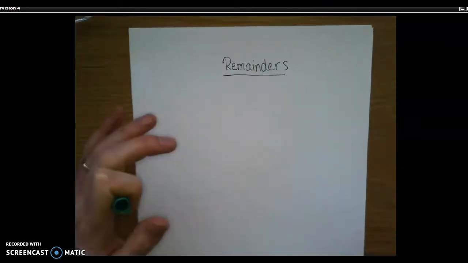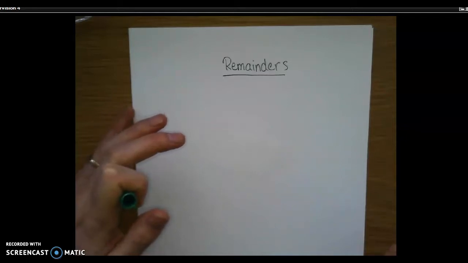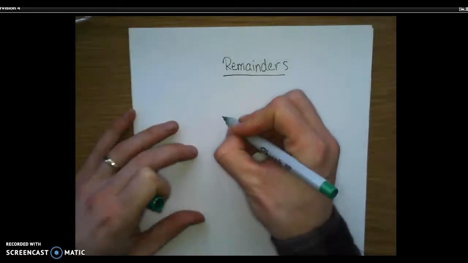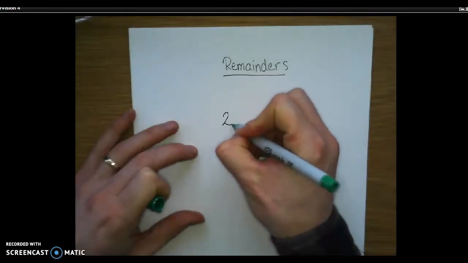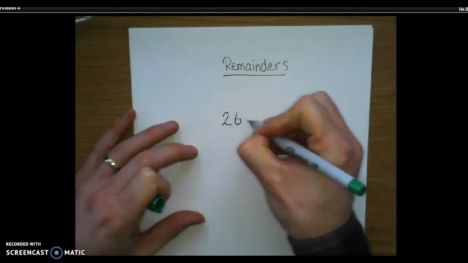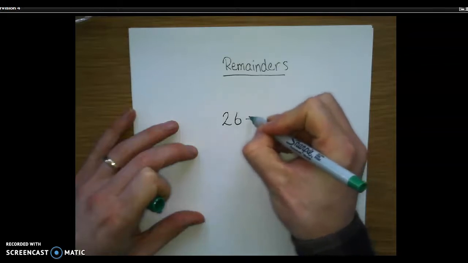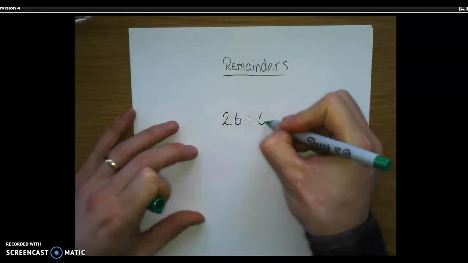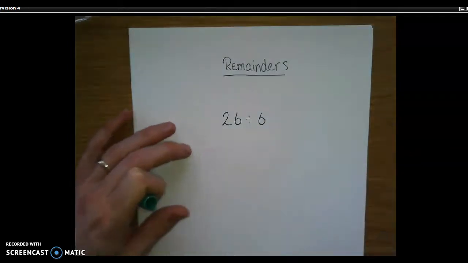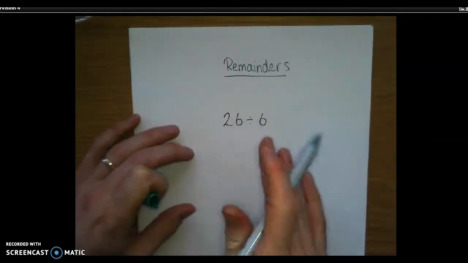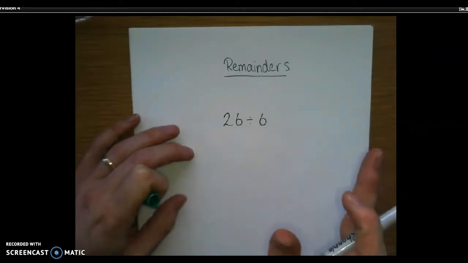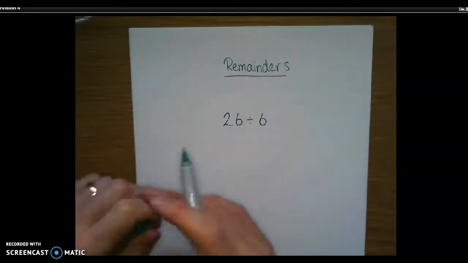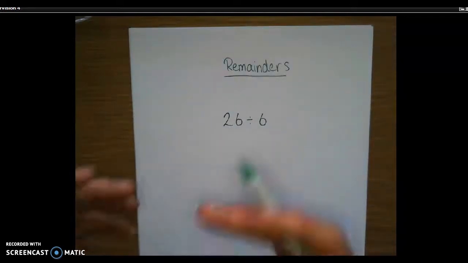Okay, so I'm going to think of a sum in my head that will have a remainder. Let's go for 26 divided by, I'm going to go for 6 again. Now, our reverse multiplication doesn't really work here because it's going to be a remainder sum. There's nothing multiplied by 6 that makes 26. So we are going to do our repeated subtraction.